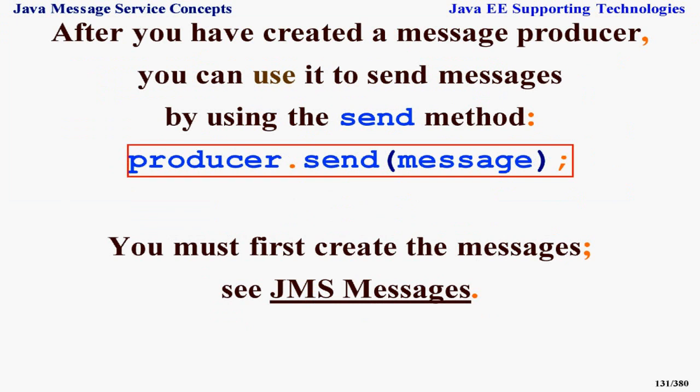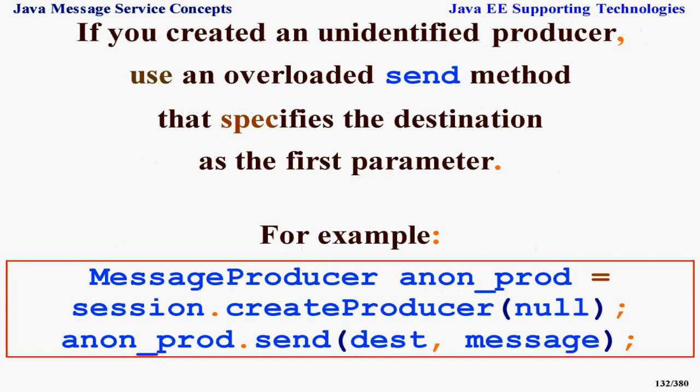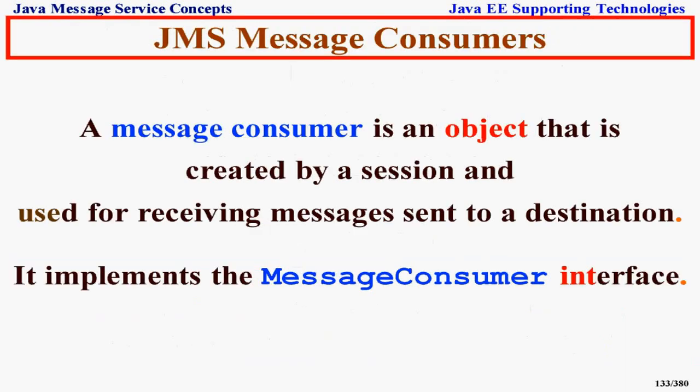See JMS Messages. If you created an unidentified producer, use an overloaded send method that specifies the destination as the first parameter. For example, MessageProducer anonProd = session.createProducer(null); anonProd.send(dest, message).